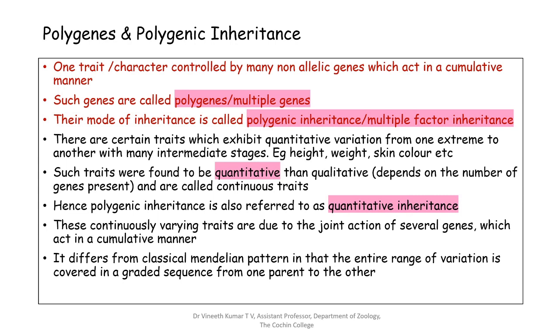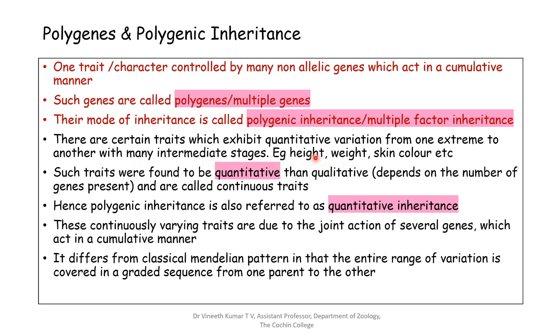So here we are going to discuss many genes controlling a particular character. You will have multiple genes, but all of them will be controlling a particular character. As a result, the phenotype will depend upon how many genes are present to control that particular character. So such genes are called polygenes or multiple genes, and their mode of inheritance is called polygenic or multi-factor inheritance. There are certain traits which are exhibited in a quantitative fashion, or in a polygenic manner. They are height.